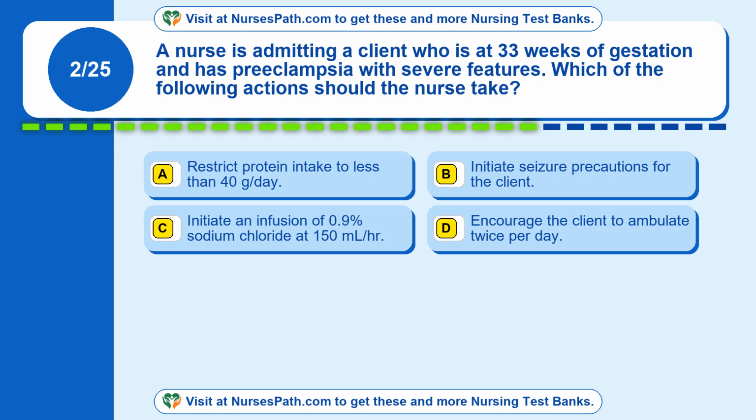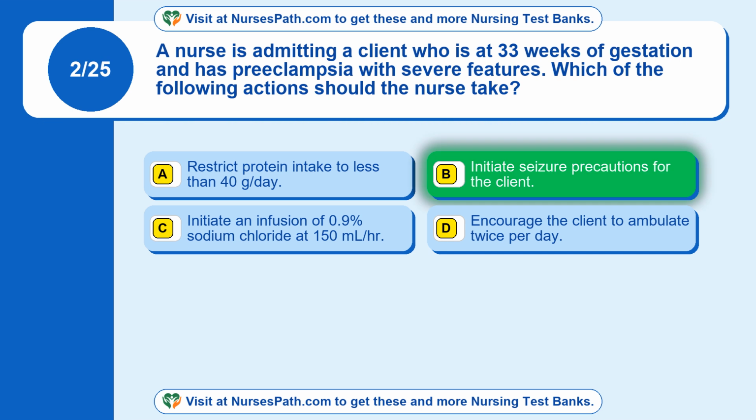severe features. Which of the following actions should the nurse take? Option A. Restrict protein intake to less than 40 g/day. Option B. Initiate seizure precautions for the client. Option C. Initiate an infusion of 0.9% sodium chloride at 150 ml/hr. Option D. Encourage the client to ambulate twice per day.